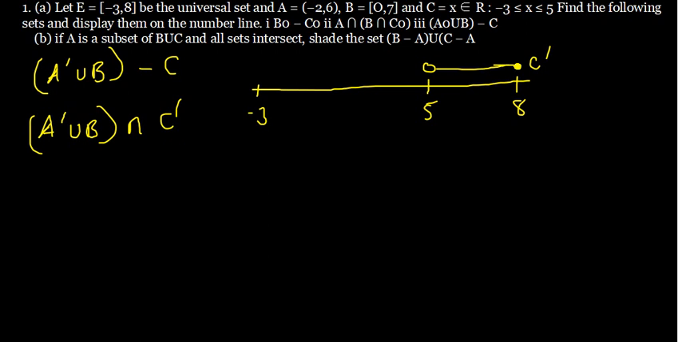Now where is A complement? A is starting from what? From -2 up to 6. You can see both are not in A. -2 is not in A, 6 is not in A. Therefore 6 is going to be in A complement, and also -2 is going to be in A complement. So this is A complement.